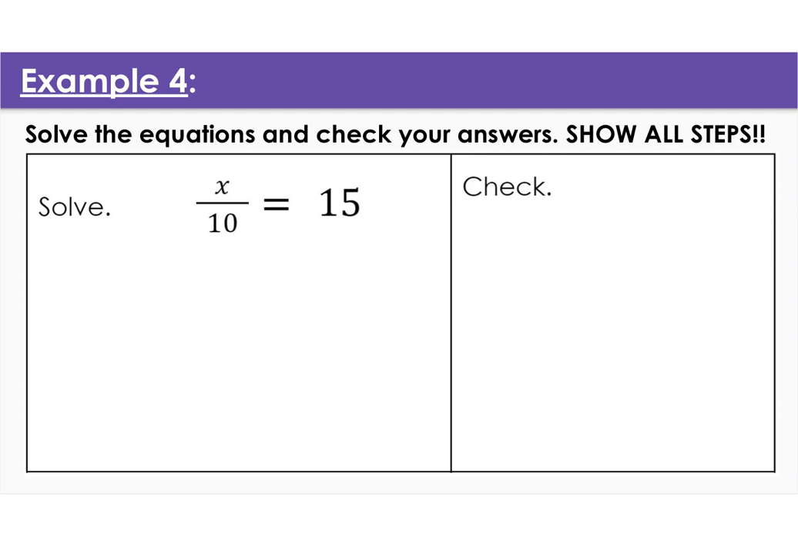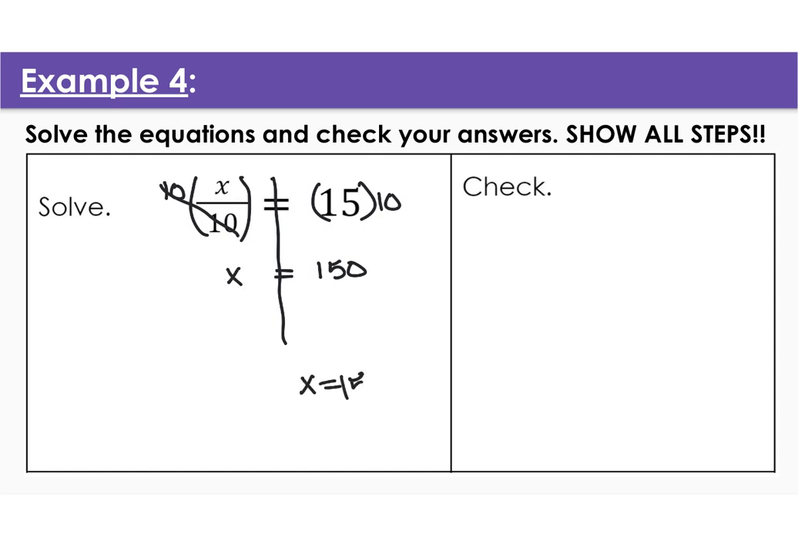x divided by 10 equals 15, so draw my line. Opposite operation: we said that was division, so the opposite is multiplication. I need to do it to both sides. So I have 150. 10 over 10 is 1, which leaves me with x. So x equals 150. Let's check.